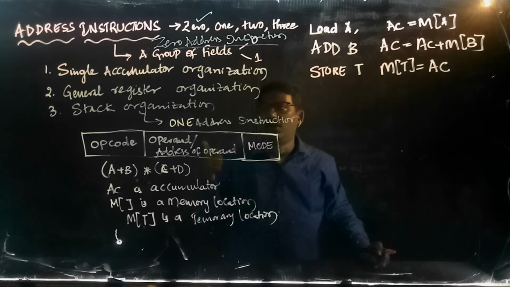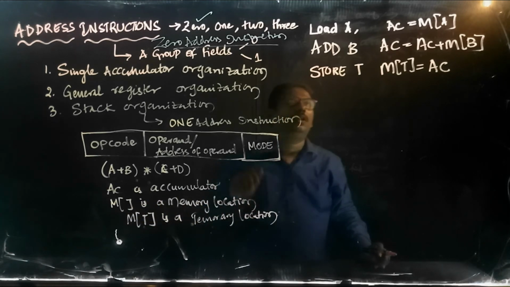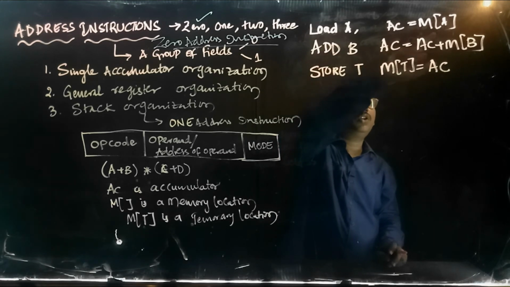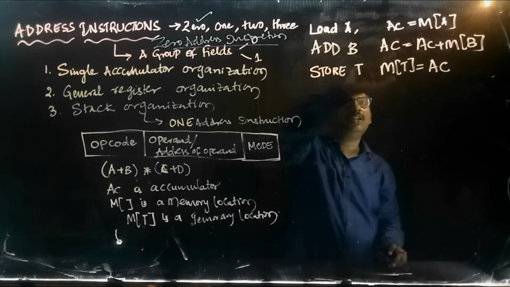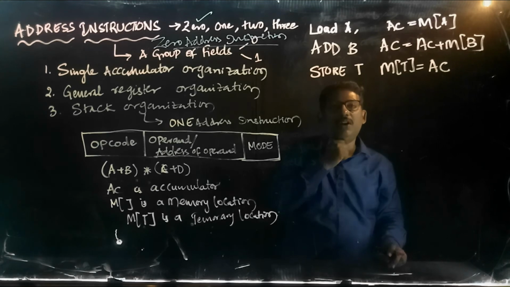Is it clear? In the zero address instruction, we use the stack, we use the push option as per the stack instructions. Now opcode will be there, operand will be there, mode will be there. Then A plus B into C plus D, AC is the accumulator, M is the memory location, M of T is the temporary location. So first we loaded A, AC equal to M of A, add B, we added M of B to AC, that will be again stored in AC. So now the AC value is M of A plus M of B, and again that we stored in the temporary memory location M of T.